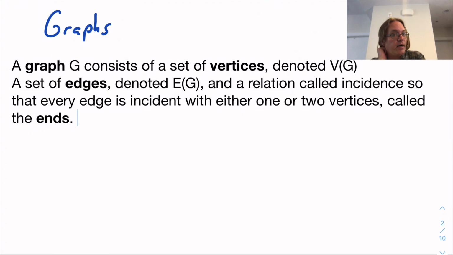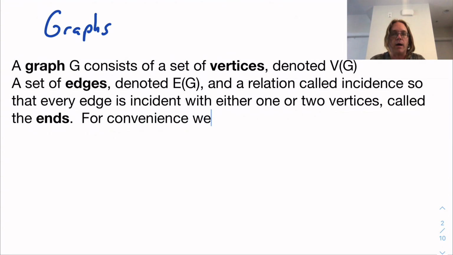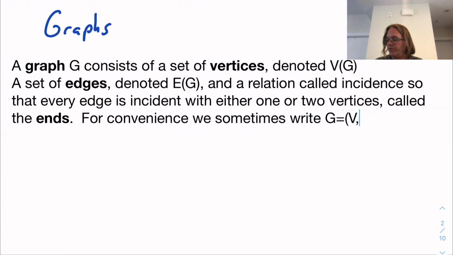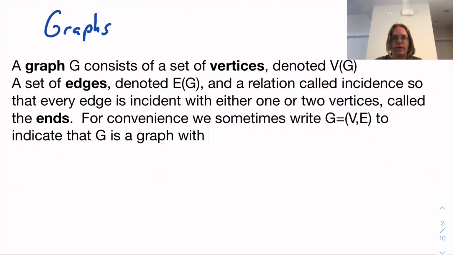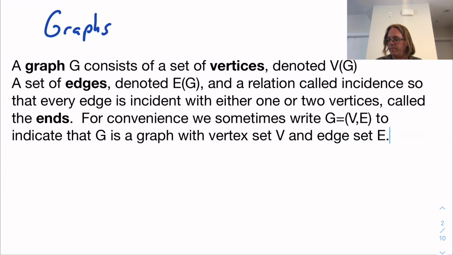Now there's one other way we're going to describe a graph. We're sometimes going to write G equals (V, E) to indicate that G is a graph with vertex set V and edge set E. You might be wondering why we need two different ways to say what a graph is. Is it G, or is it G equals (V, E)? Why do we need two ways?